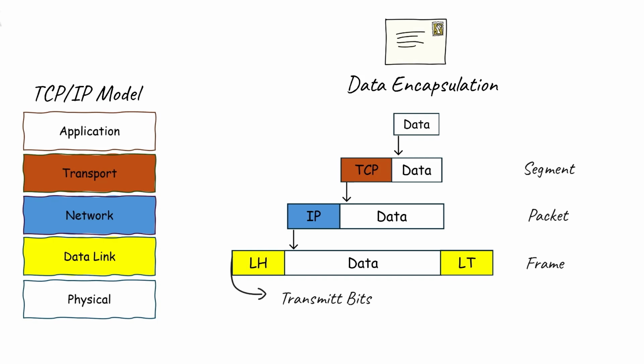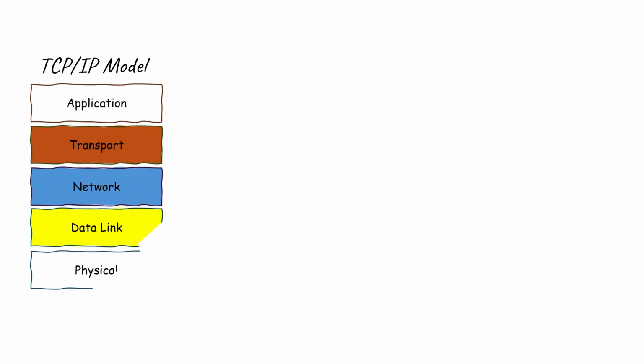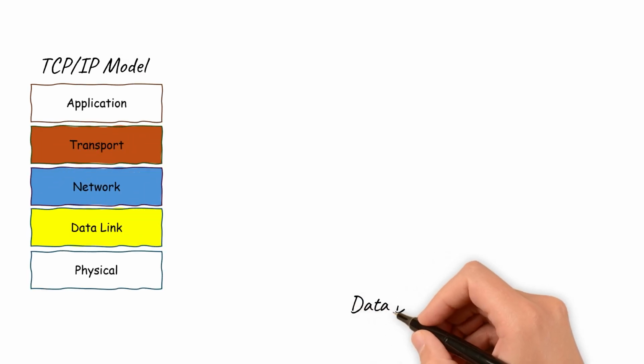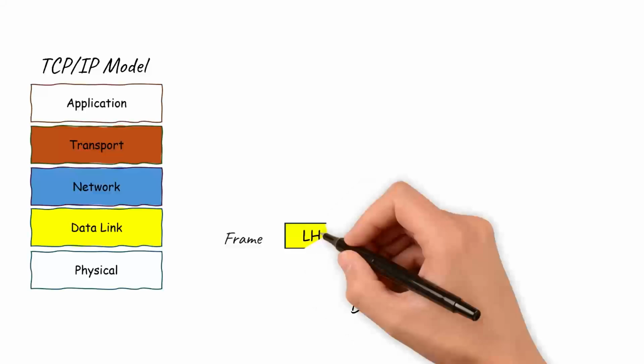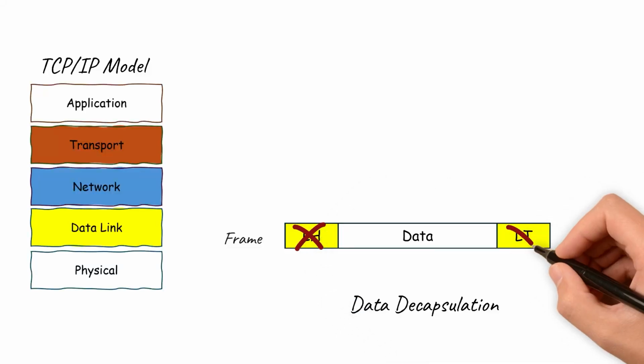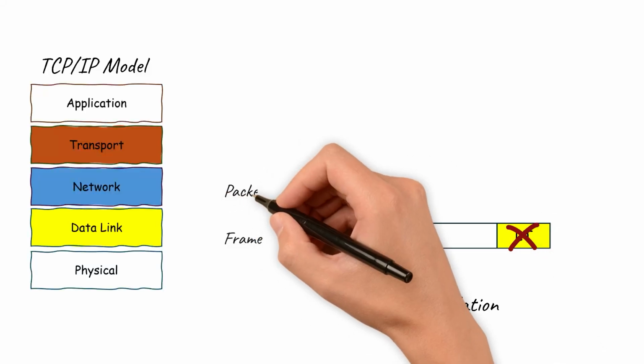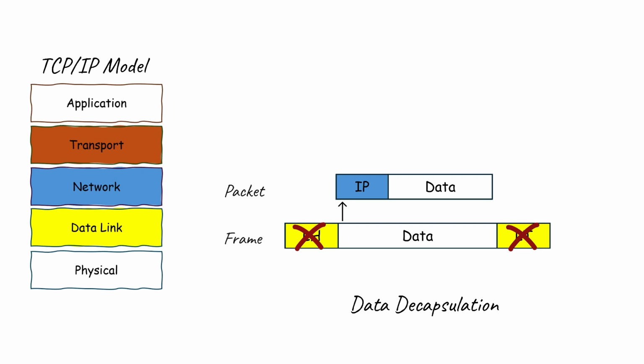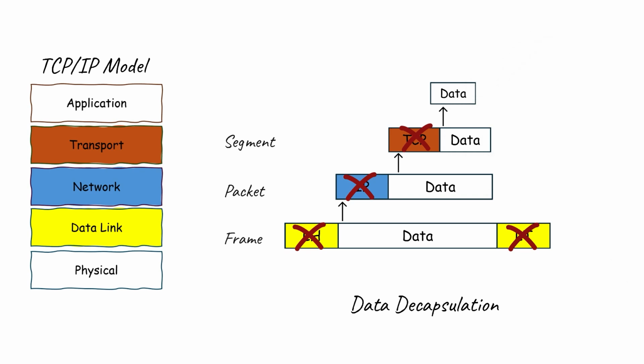Now let's talk about what happens at the destination. When the frame arrives at the receiving device, the process is reversed. This is called decapsulation. The access layer removes the header and trailer and passes the packet to the network layer. The network layer checks and removes the IP header, then sends the remaining segment to the transport layer. The transport layer removes the TCP header and finally passes the data to the correct application.